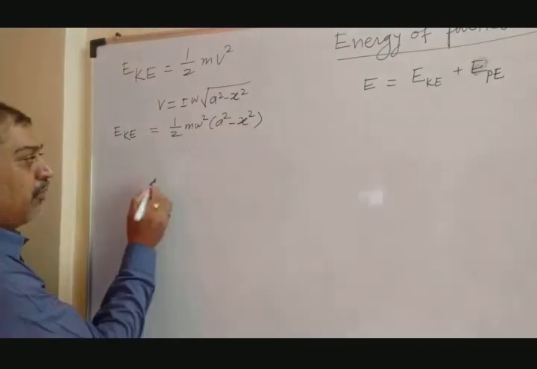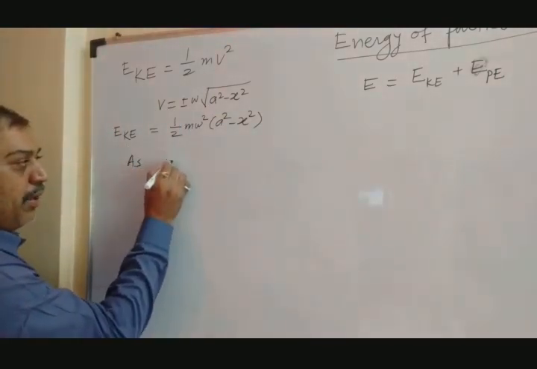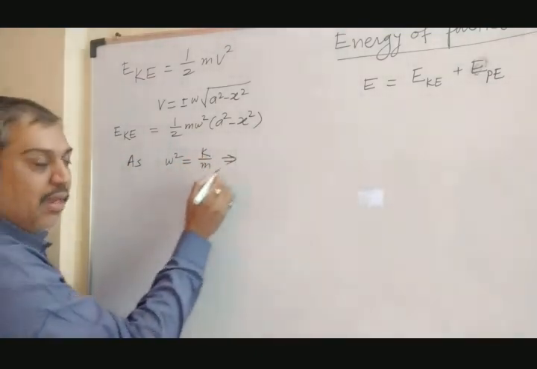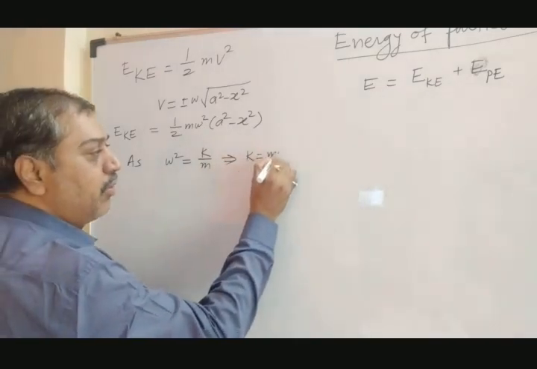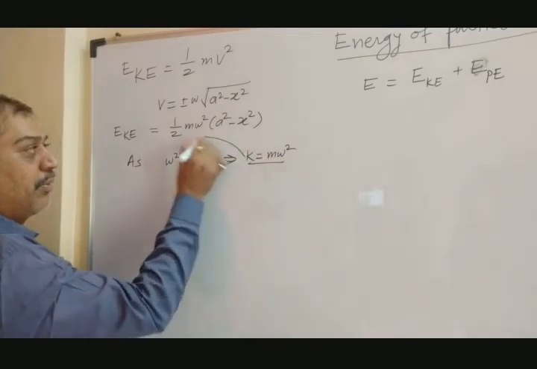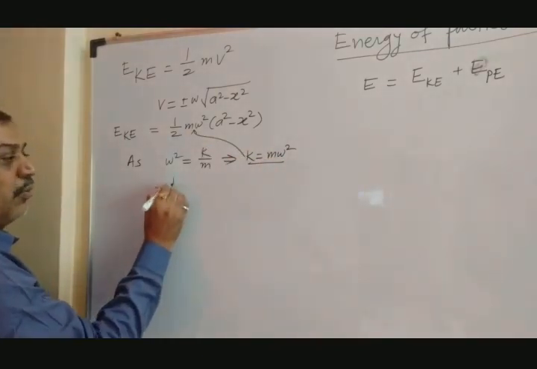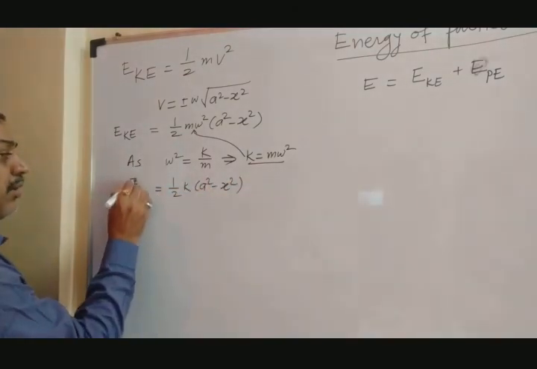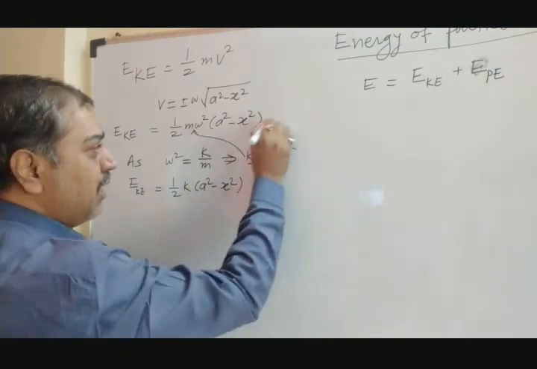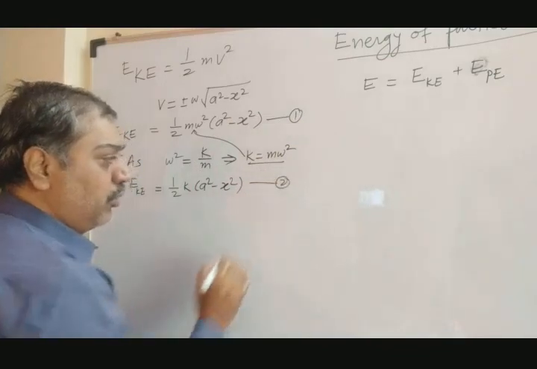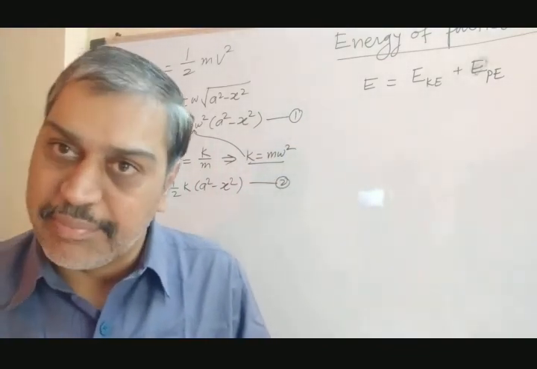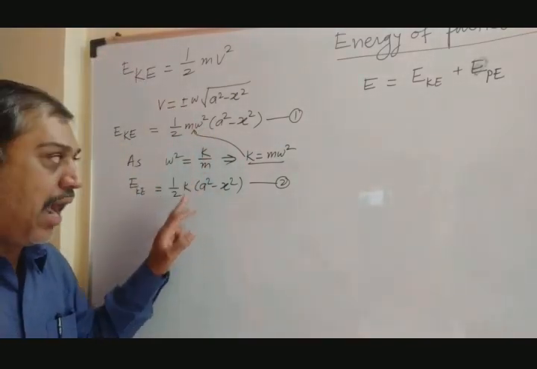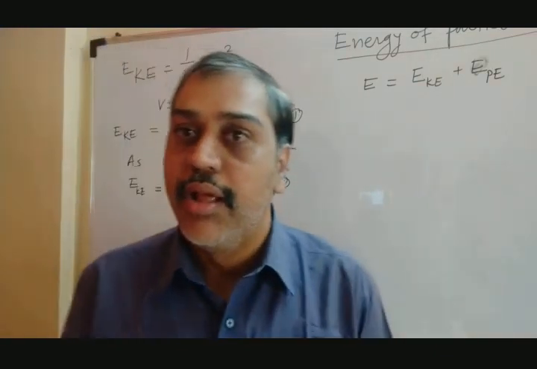Now, as we know, omega square equals k by m. This implies that m into omega square is nothing but k, k equals m omega square. So you can put this value of k here. We can rewrite the equation as 1 by 2 k into a square minus x square, and that is nothing but the kinetic energy of the particle performing SHM. Suppose this is equation 1 and this is equation 2. Both equations 1 and 2 are the same; only here it is in terms of m and omega square, and there it is in terms of force constant k, and both equations give the kinetic energy of a particle performing simple harmonic motion.